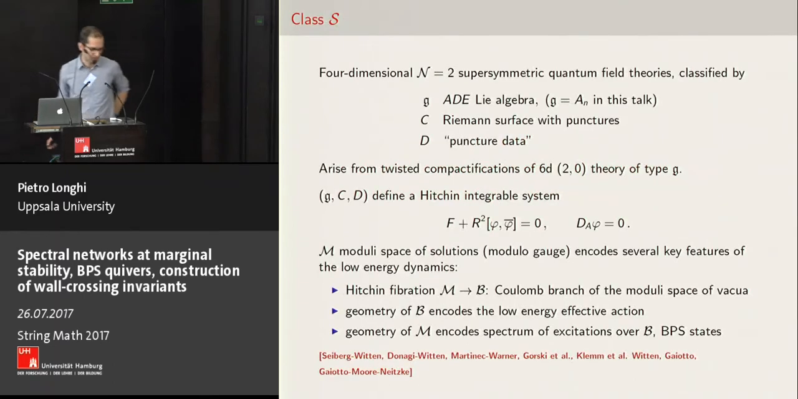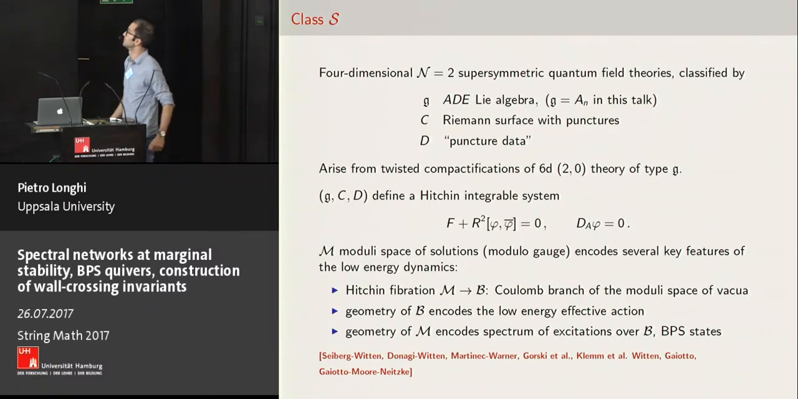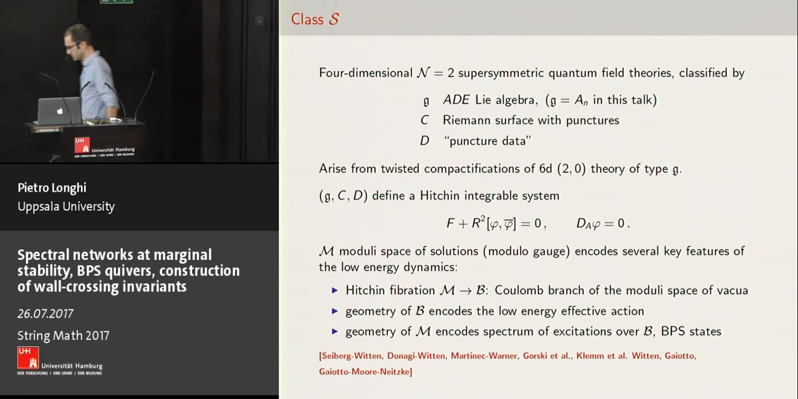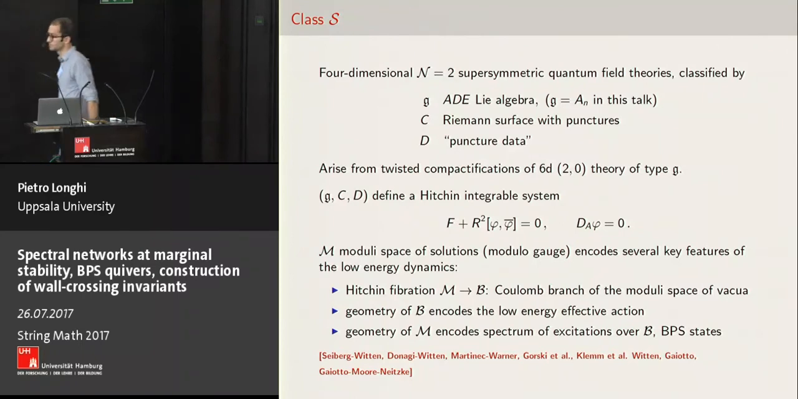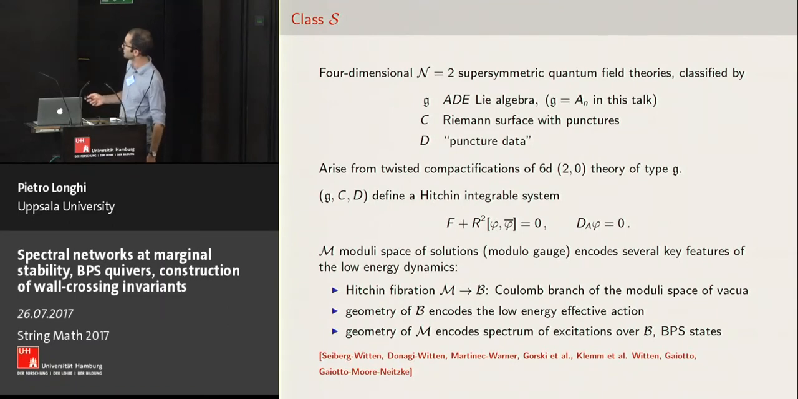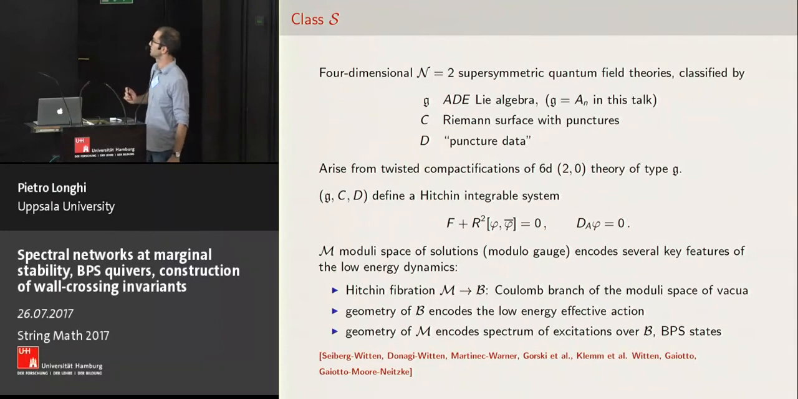So the setting will be that of theories of class S. These are 4D N=2 quantum field theories, classified by a Lie algebra, which will be of A type for today, a Riemann surface with punctures, and certain data. And a characteristic feature of theories of class S is that their low energy dynamics is described by the geometry of a Hitchin system. So the same data which defines the theory can also be used to formulate Hitchin's equations. And there's a Lagrangian fibration of the Hitchin system, whose base is identified with the Coulomb branch of the gauge theory, and therefore the metric on the base encodes the low energy effective action.